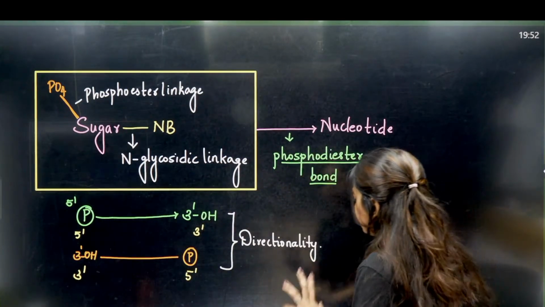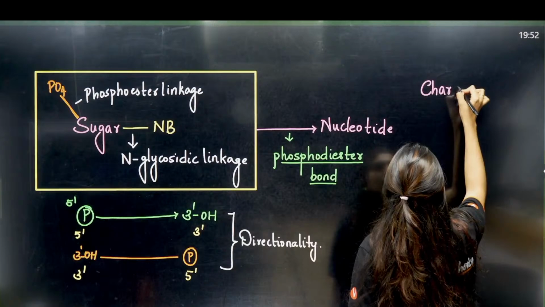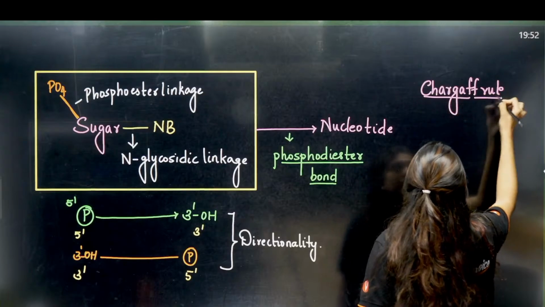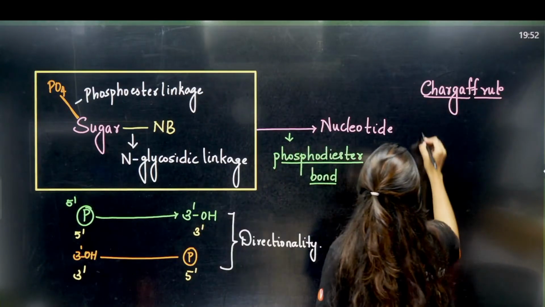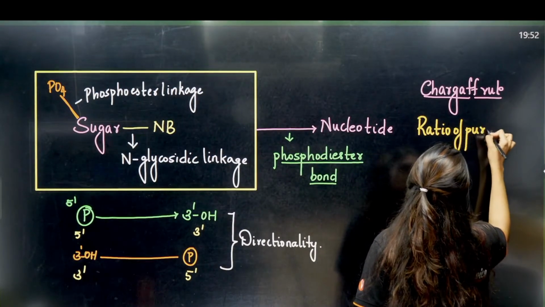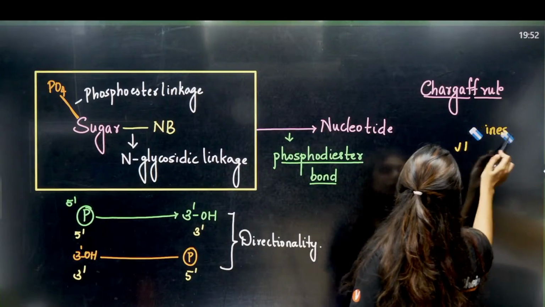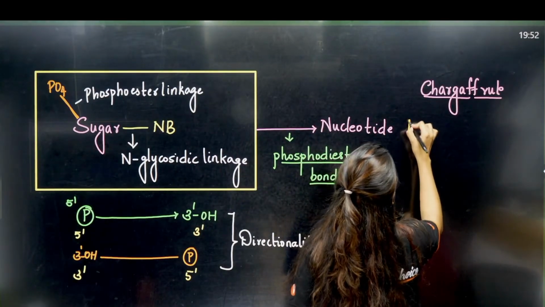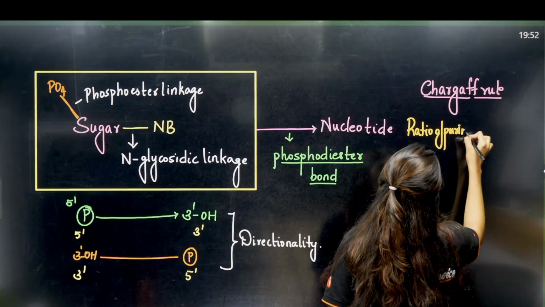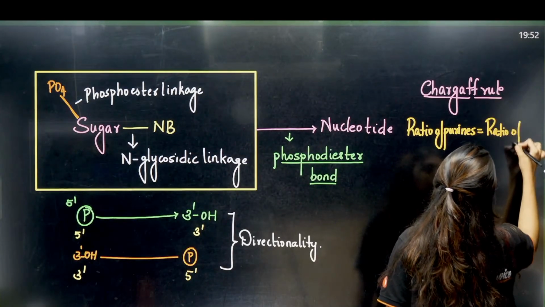So understand this. Now I told you one more thing about the Chargaff rule. So remember students, Chargaff's rule spoke about how the ratio of purines should be equal to the ratio of pyrimidines.